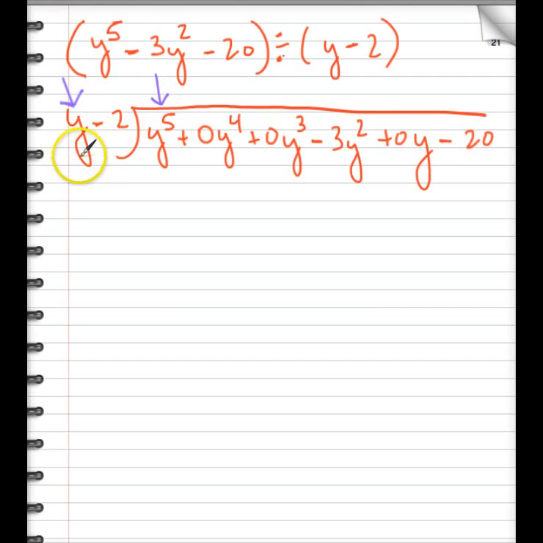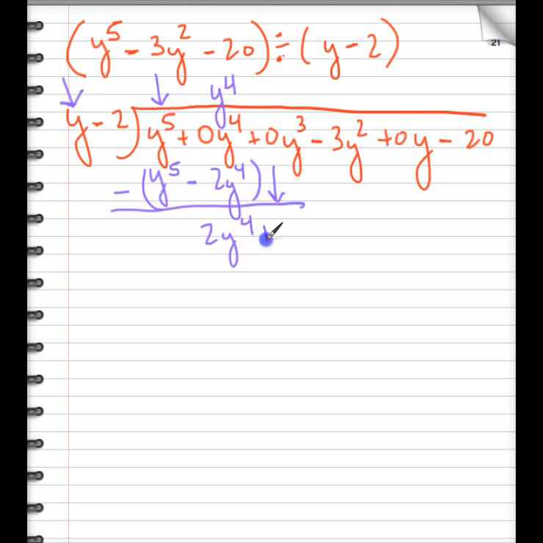Let's take a look at our first term here compared to this guy. y times what gives you y to the 5th? Well, that would be y to the 4th. So that goes in the y to the 4th column, and you multiply back. y to the 4th times y is y to the 5th, and y to the 4th times minus 2 is negative 2y to the 4th. Subtract. y to the 5th minus y to the 5th, gone. 0 minus minus is positive 2y to the 4th.